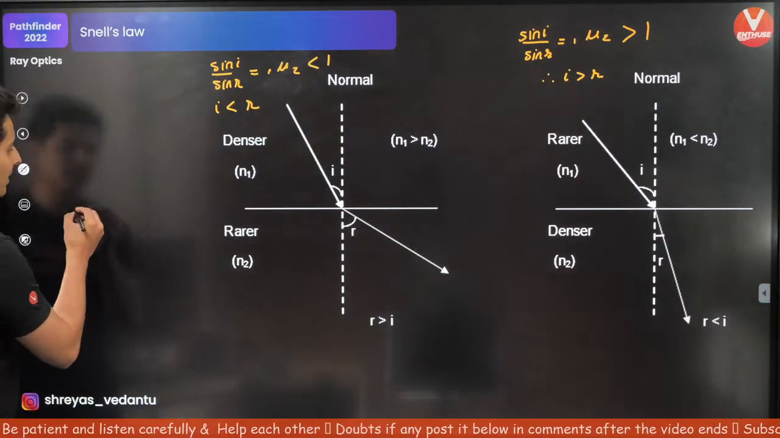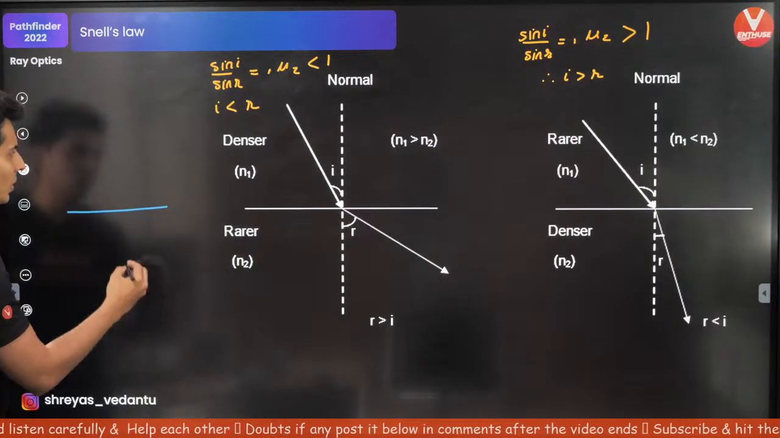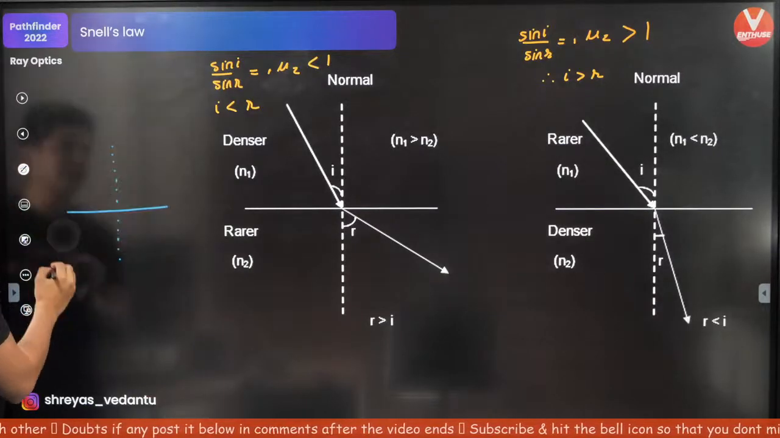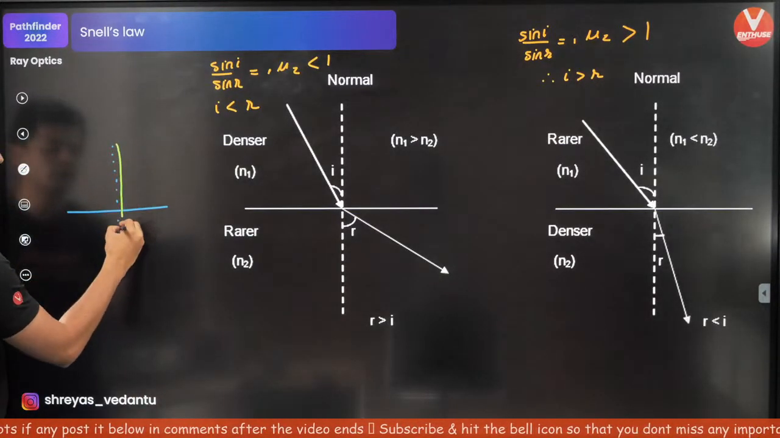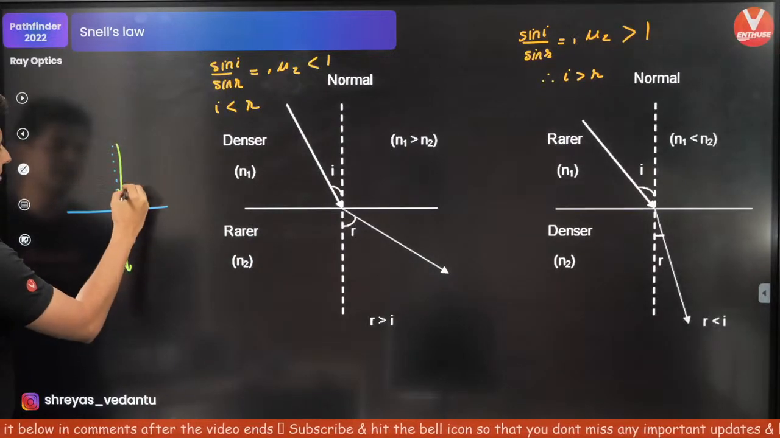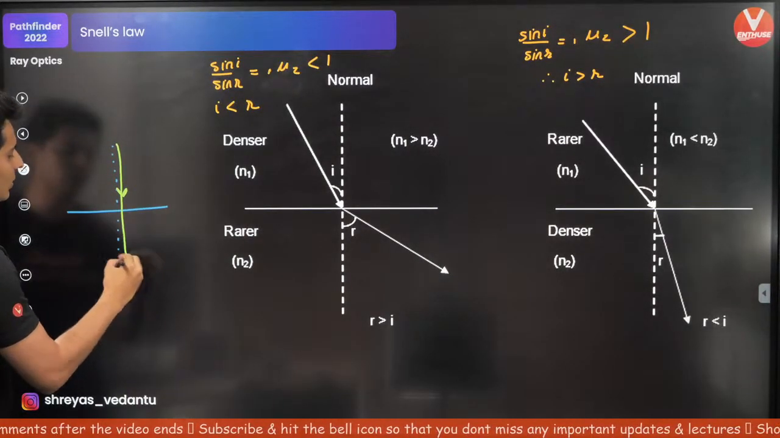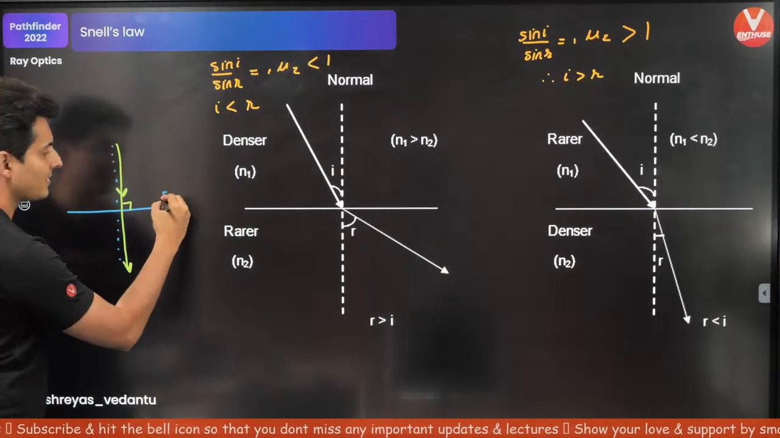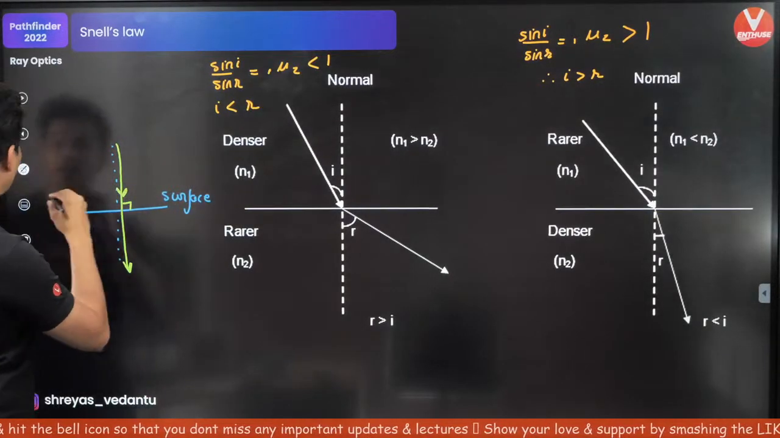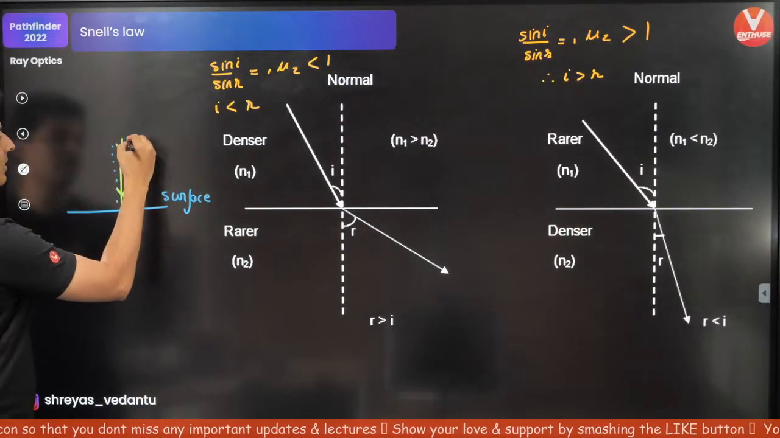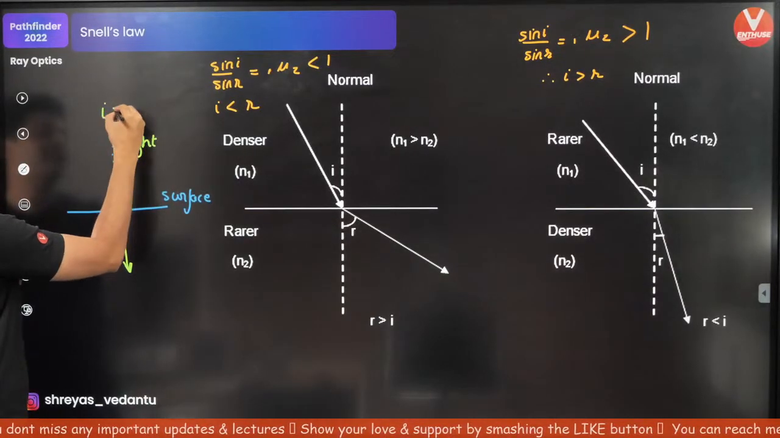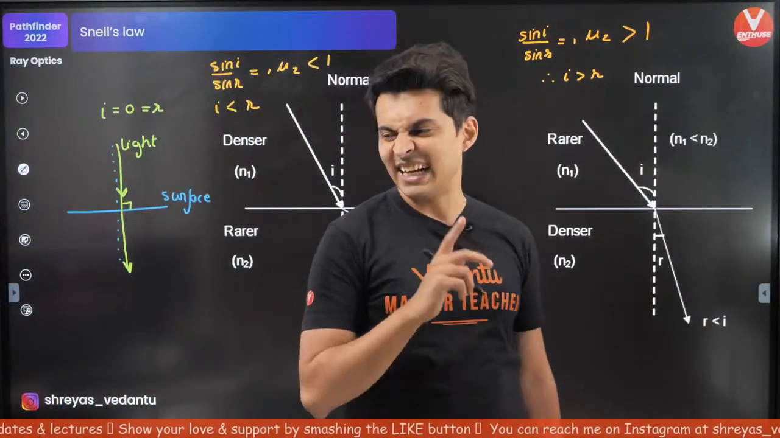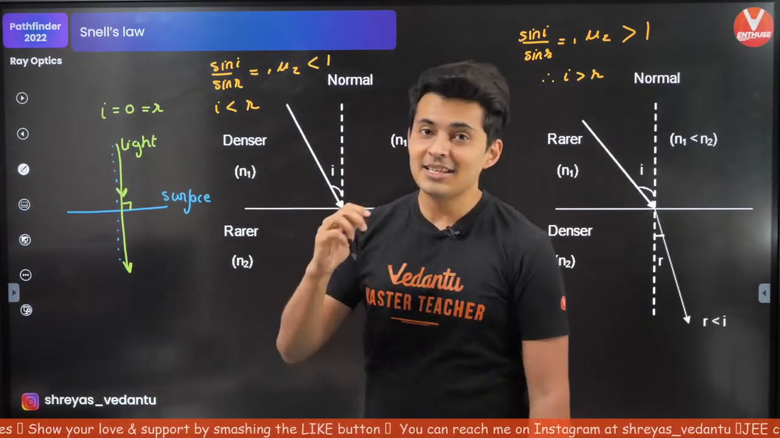If you have medium 1, medium 2, and this is the normal, and it so happens that the light rays are traveling along the normal, then whatever is incident will just go as it is into the other medium. The light ray is basically perpendicular to your surface. In this case, the angle of incidence is 0, and so is the angle of refraction. A lot of people think angle of incidence is 90 degrees. Nah, angle of incidence is 0 degrees.